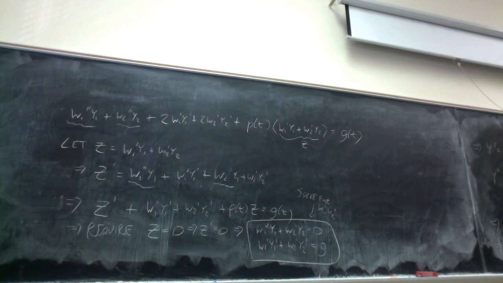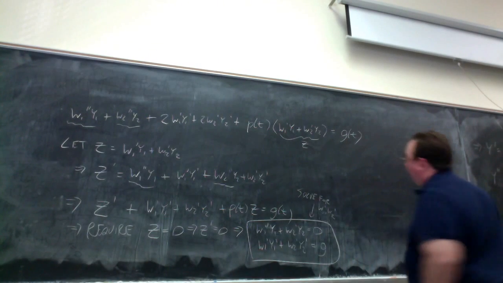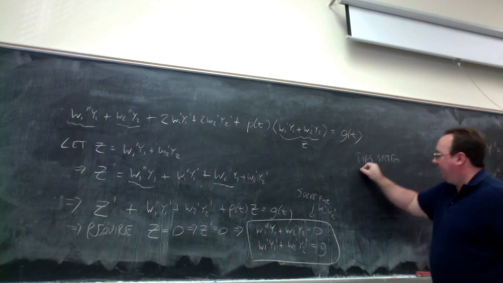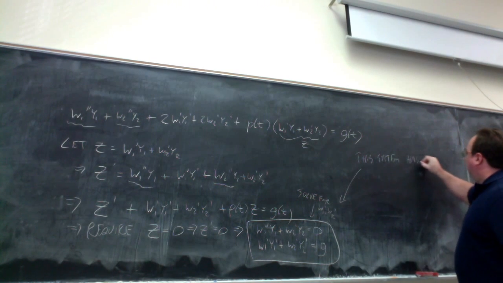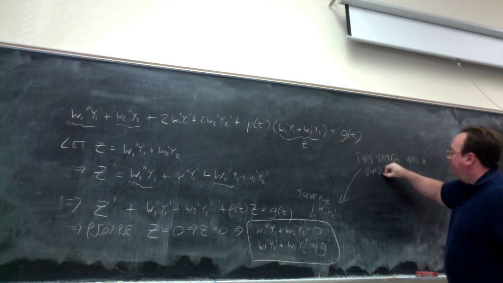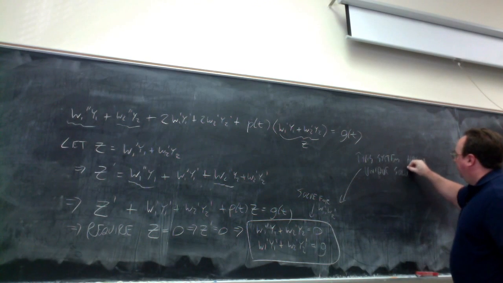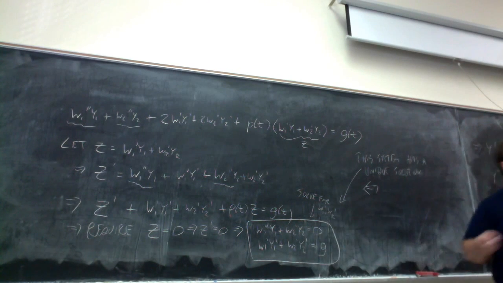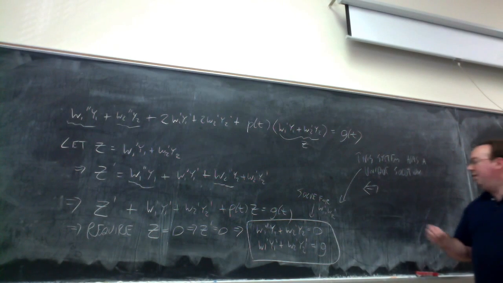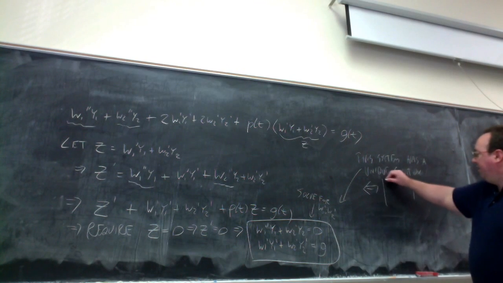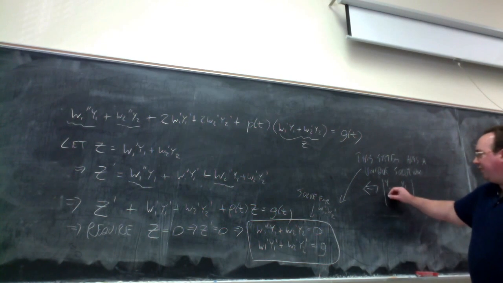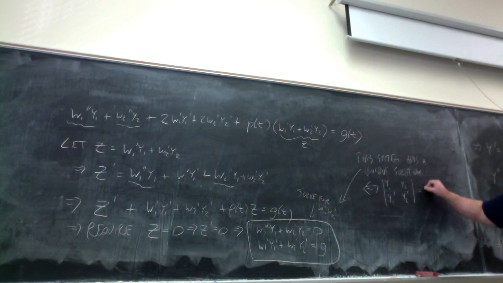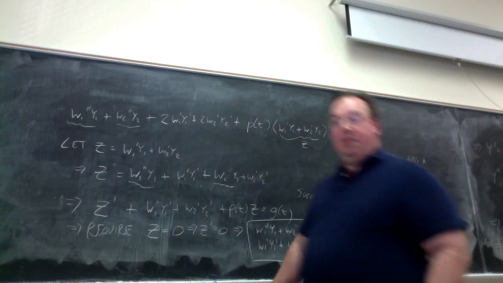Now, I should mention this system of equations, that one, has a unique solution if and only if the determinant of the coefficient matrix of this system is non-zero. The determinant is y1, y2, I just write down the coefficients from the two equations. And that must be non-zero.